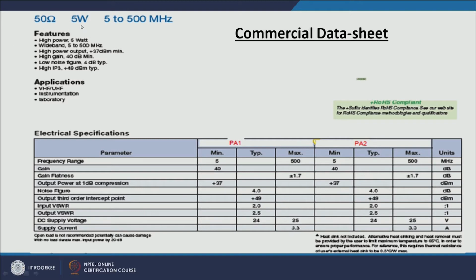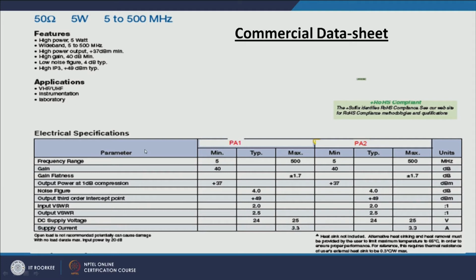This is a 5 watt power amplifier which works from 5 to 500 megahertz. It says it has high output power of plus 37 dBm, which is the minimum value given here, and it can go a little higher, but they define the minimum values. Similarly, high gain of 40 dB minimum, so we should be able to get minimum 40 dB gain from here. Typically 4 dB noise figure, and typically plus 49 dBm IP3, the third order intercept point, is given.